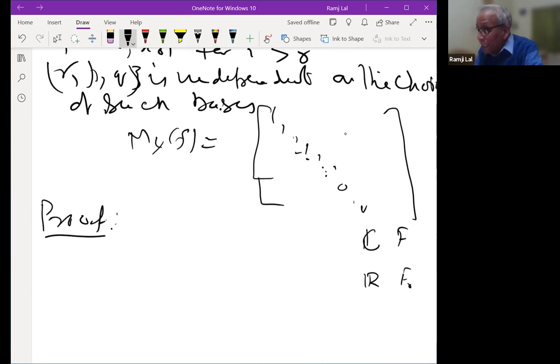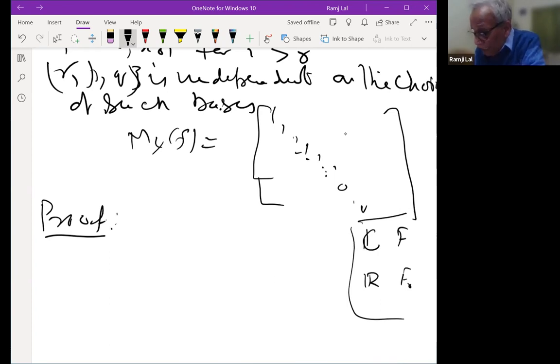So in that case, we have this, and this R, P, Q is independent. So the proof I'm giving is for R, but you can just imitate the proof. So I'm coming to the proof of this fact.